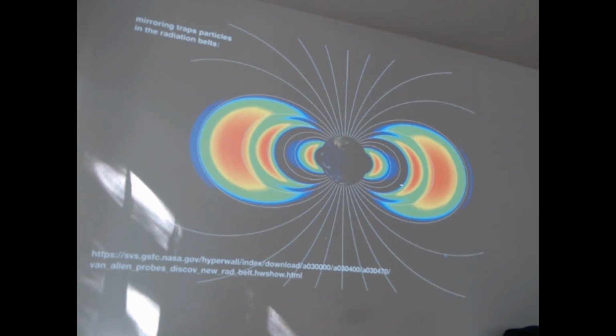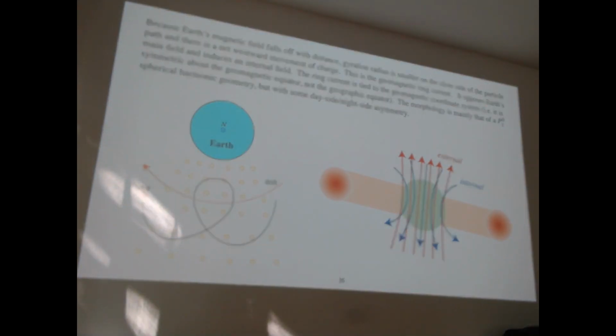And so these are charged particles trapped by mirroring in the magnetic field. And the big deal here is that they saw a separation between the charged particles and this outer radiation belt. This is my signal. These charged particles running around the magnetic field are what causes a field at the Earth's surface that we can use to probe the deep Earth.